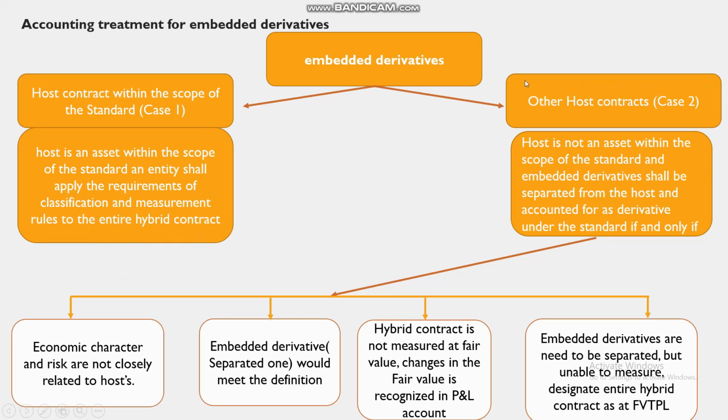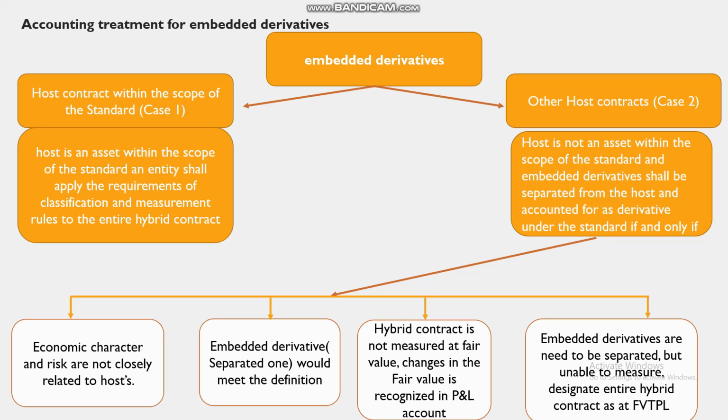If the host contract does not come under the scope of the standard, then host is not an asset. Okay, host contract is not an asset within the scope of the standard, and embedded derivatives shall be separated from the host. Embedded derivatives should be separated. It should be accounted for as derivatives under the standard if and only if these four conditions are fulfilled. So I'm just going to read out these four conditions and in simple terms I'm going to explain in the next slide. If the economic character and the risk are not closely related to the host contract, embedded derivatives would meet the definition. It should meet the definition, only then can we treat it as a derivative.